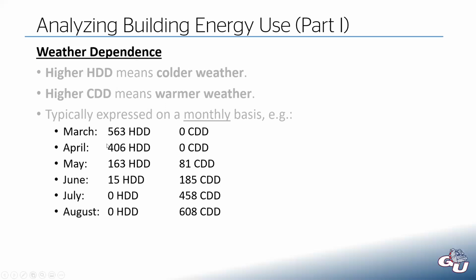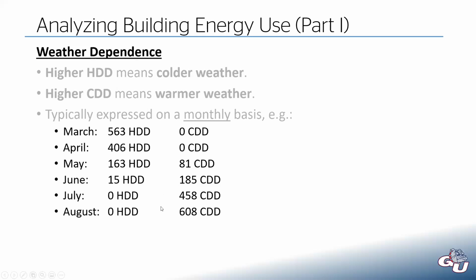So that would tell you it's starting to get a little warmer. It's still cold, but it's not as cold as it was in March. We're still not running our AC. And then in May, that's where we start to see the switch. So now we have significantly less heating degree days, and now we're starting to see cooling degree days.